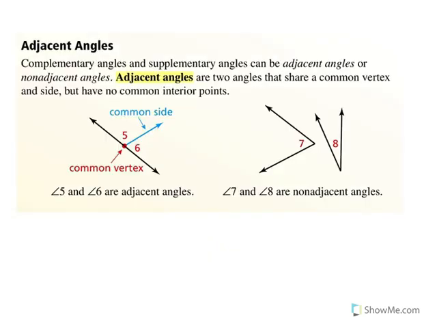Another one that we have is adjacent angles. Adjacent angles are two angles that share a common vertex and a side. They have to be right next to each other. Adjacent means beside each other. So they share that same common vertex, as it shows here in this diagram, and one common side. If they are separate angles, then they are non-adjacent.